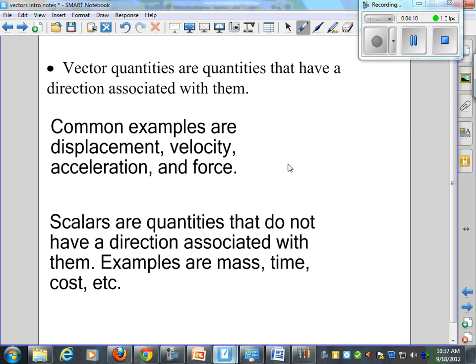The opposite are scalars. Scalars are quantities that do not have a direction associated with them. There are hundreds of examples of those. Things like mass, time, cost, anything that sounds weird when you put a direction in front of it. How much did your phone cost? $247 north. If it sounds weird with a direction in it, it's a scalar. How old are you? 17 years old, south.